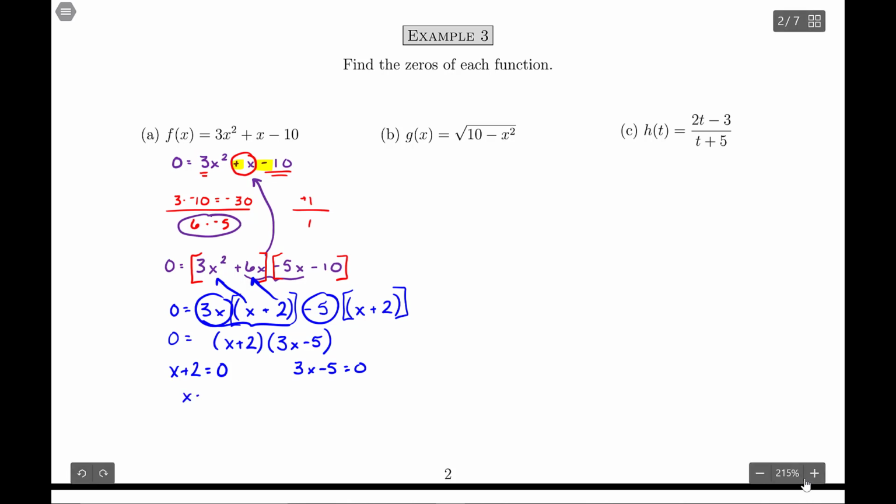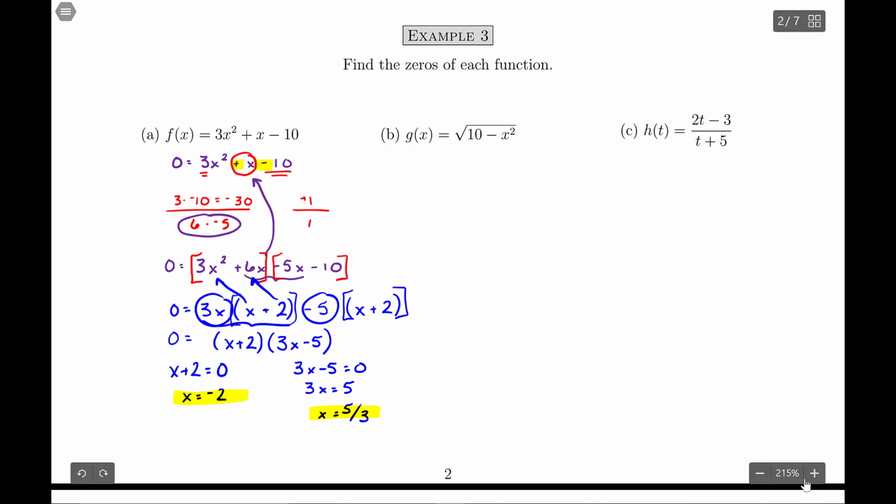So the first one, I subtract 2 from both sides. And the second one, I add 5 to both sides, then divide by 3. And I have found my zeros of the function for part A.